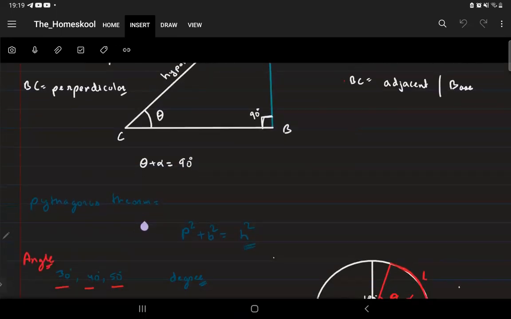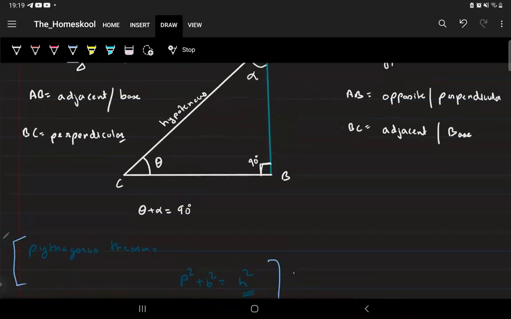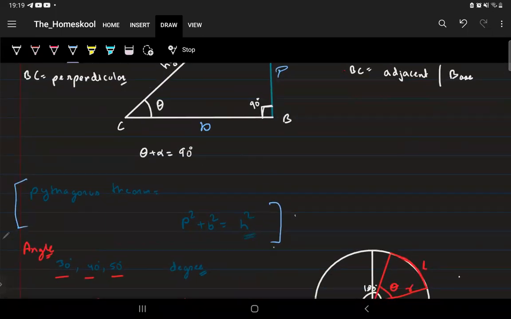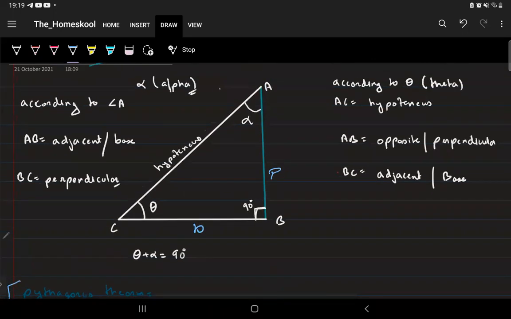Pythagoras theorem said that the relationship between the three sides, which are base, perpendicular, and hypotenuse, is given by the formula p square plus b square is equal to h square, right? When you talk about perpendicular and base, the first thing we have to remember is the reference angle. I cannot say that any side is perpendicular or base, because you have to ask, sir, which angle is the reference angle?